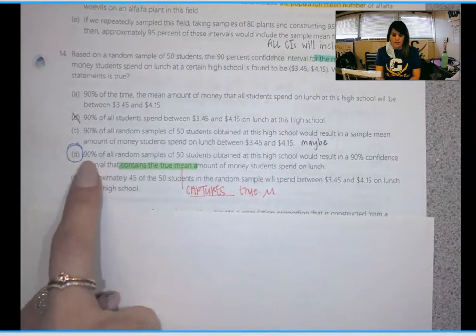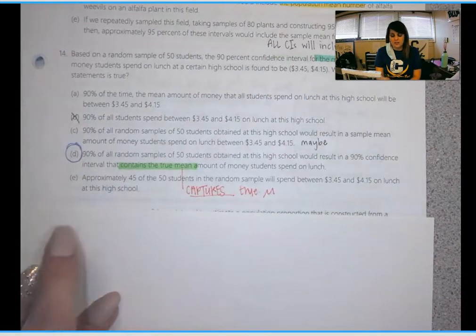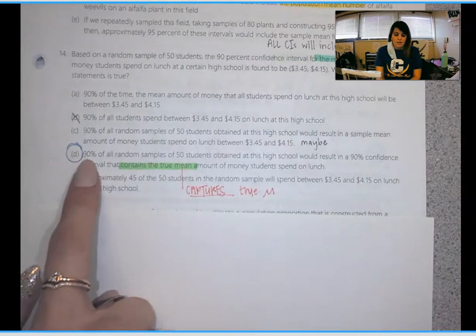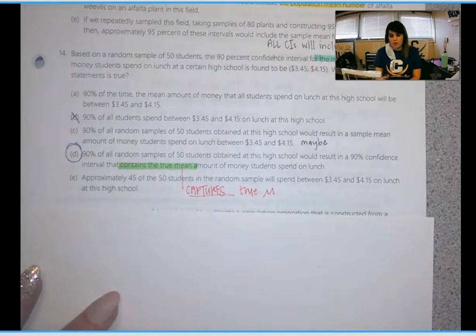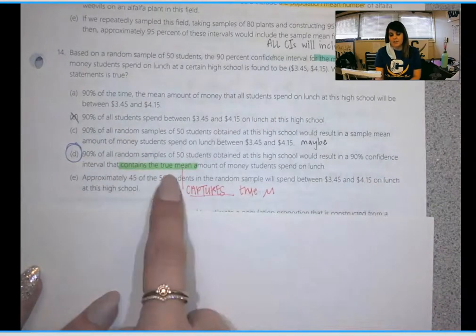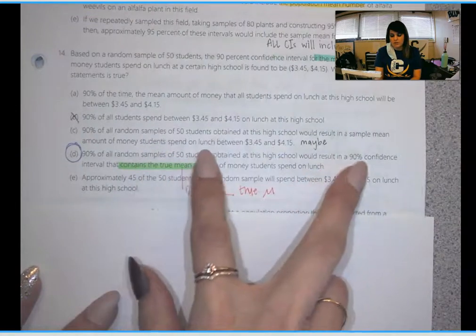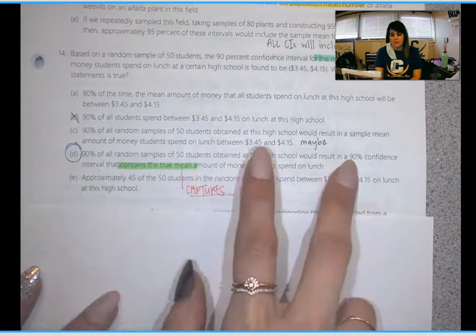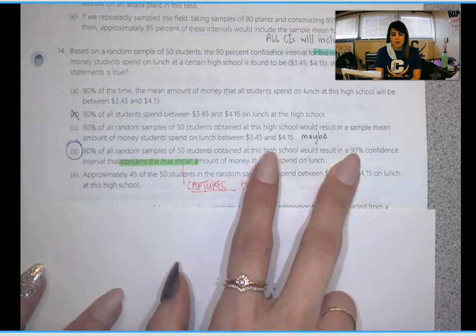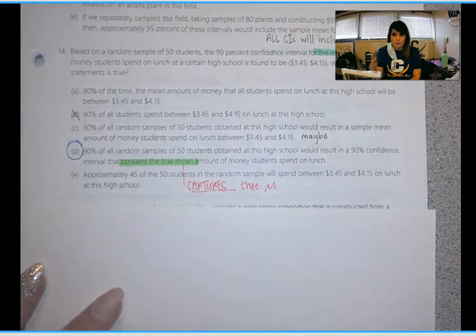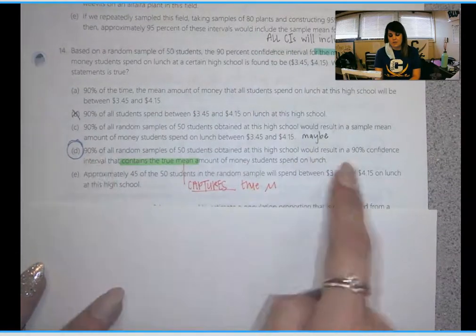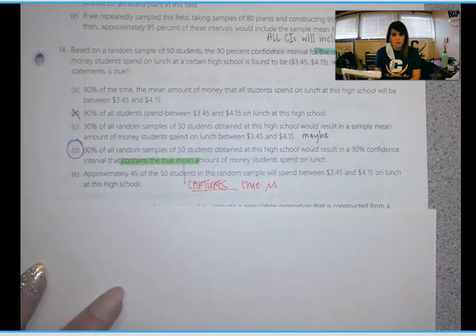So they're saying 90% of your... they're trying to confuse you by saying 90% of all your random samples will result in a 90% confidence interval that captures. These two numbers are the same because that's what it means. If it's a 90% confidence interval, that means that 90% of the samples that resulted in a confidence interval captured the true value. I think them repeating it twice is confusing.